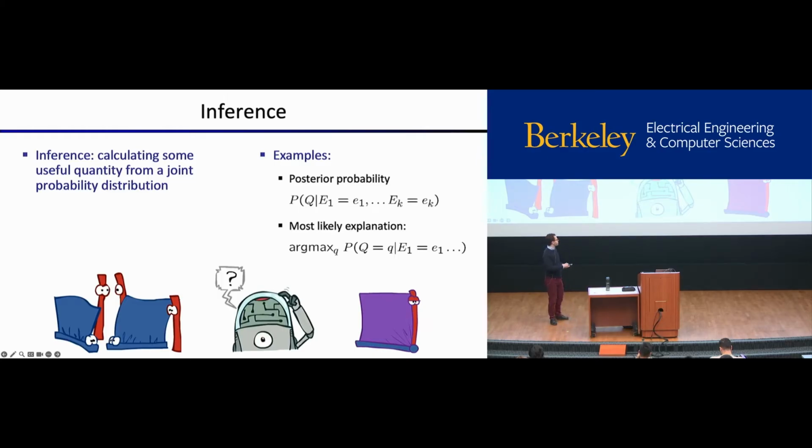And similarly, we can also ask for the most likely explanation given some evidence. So if we have a distribution, we have all these different possible values that the query variable can take on, and we want to know which value maximizes the probability given the evidence that we've seen. So these are two examples of why we would want to do inference.